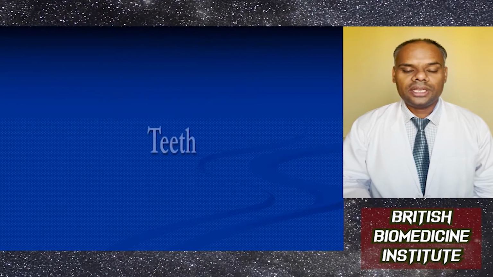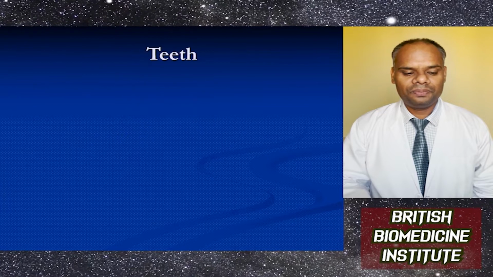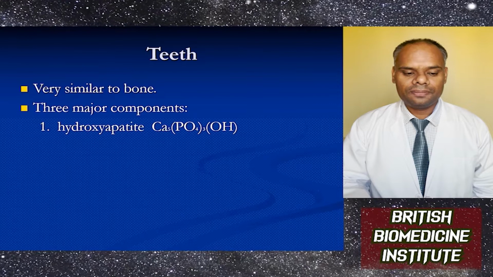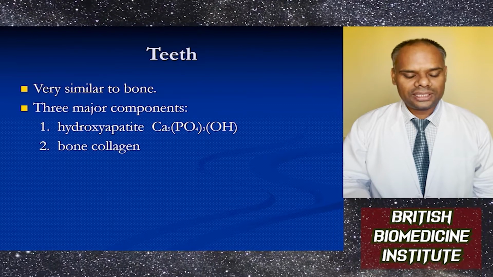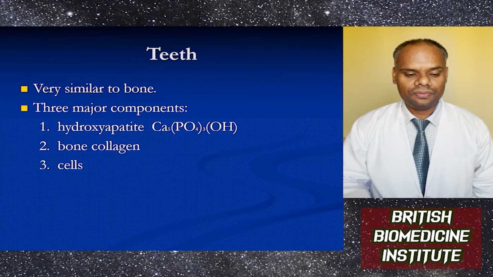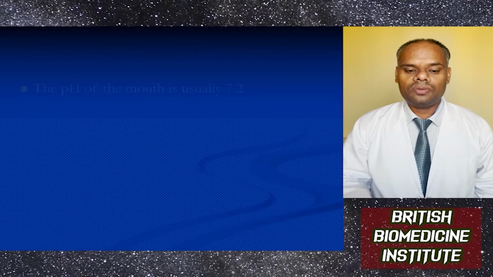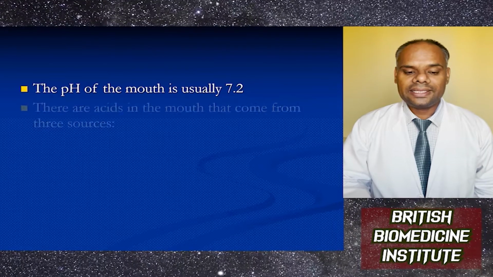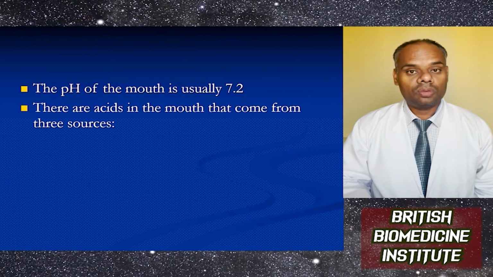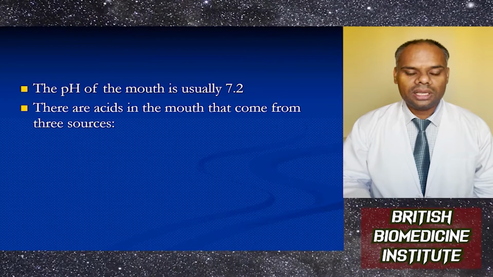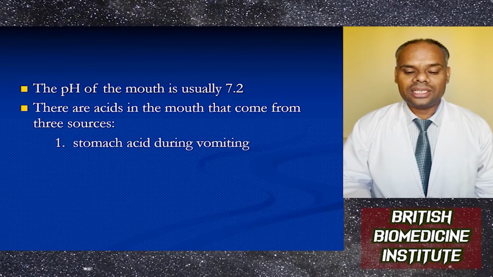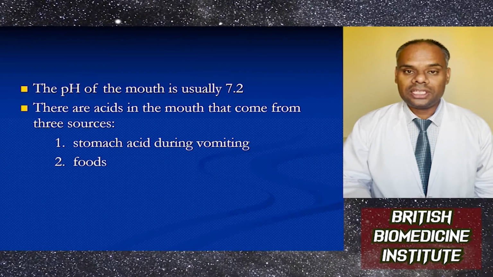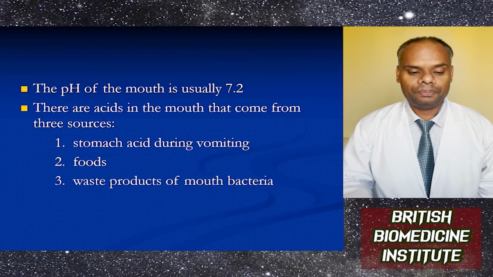Teeth. It is very similar to bone. There are three major components. First one is hydroxyapatite. Second is bone collagen. And third are cells. The pH of the mouth is usually 7.2. There are acids in the mouth that come from three different sources. First one can be your stomach acid, which can come during vomiting, food, and waste product of mouth bacteria.